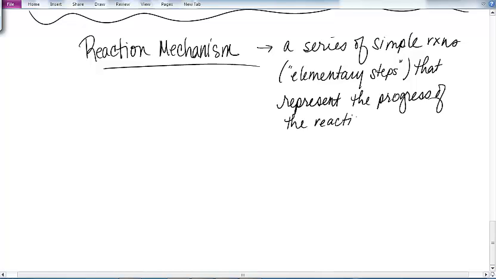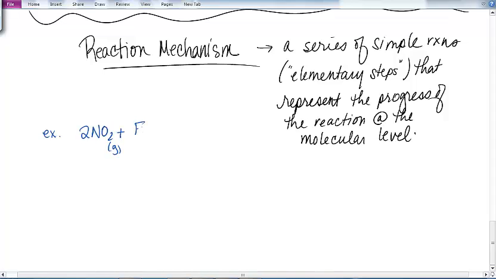And we're talking about at the molecular level. A series of simple reactions, elementary steps that represent the progress of the reaction at the molecular level. So I want you to envision this reaction here. These are gases, plus fluorine yields 2NO2F, gaseous.